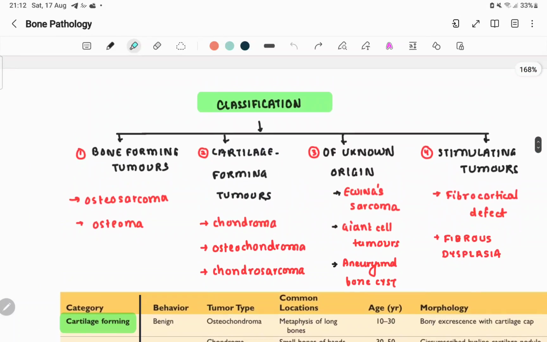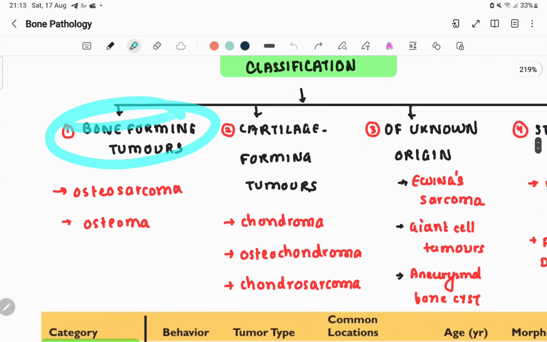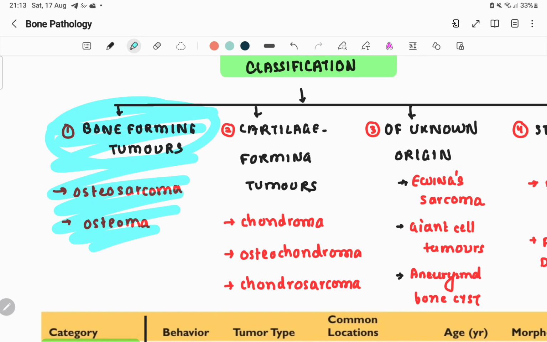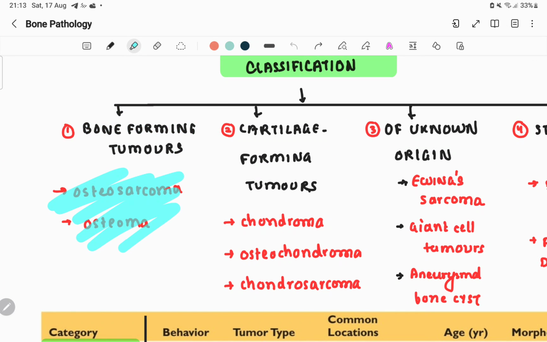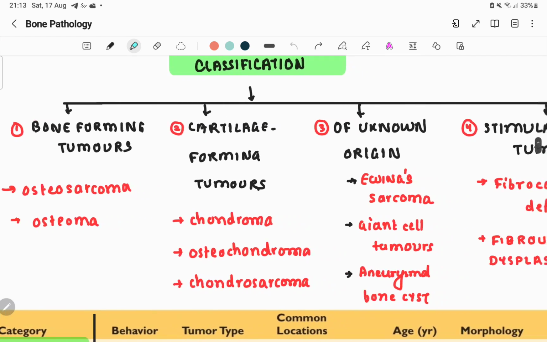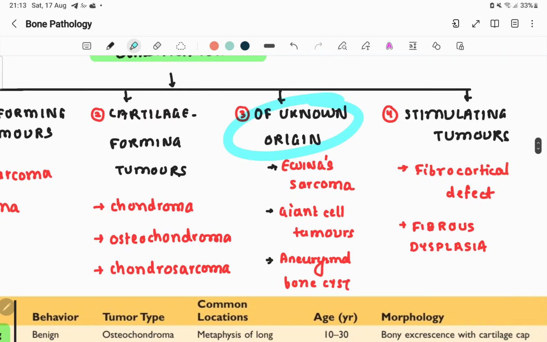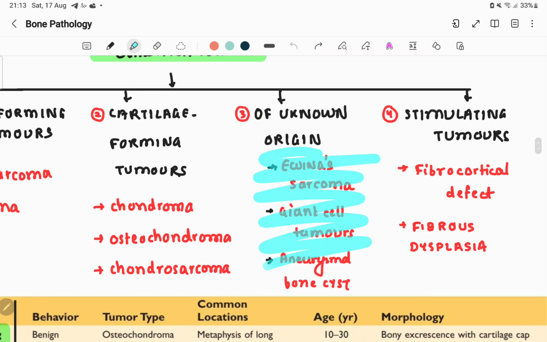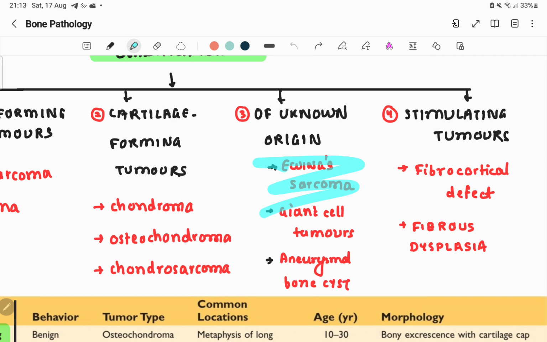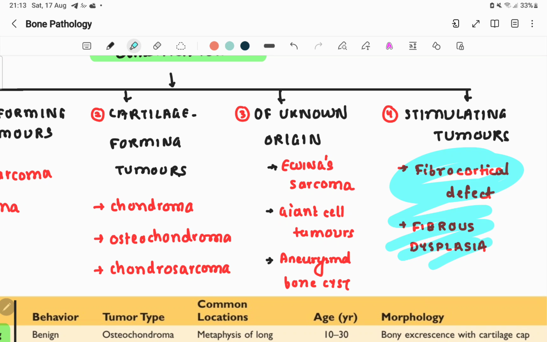Understood? Bone forming tumors: we have osteosarcoma and osteoid osteoma. Then cartilage forming tumors: we have chondroma, osteochondroma, and chondrosarcoma. Of unknown origin, we have Ewing sarcoma, giant cell tumor, and aneurysmal bone cyst. Stimulating tumors: we have fibrocortical defect and fibrous dysplasia.